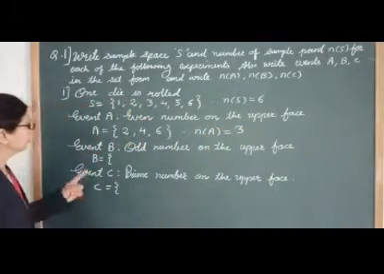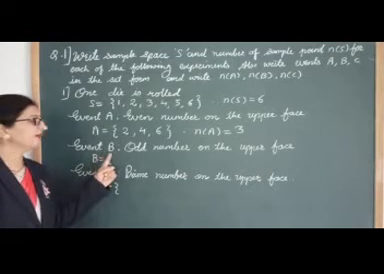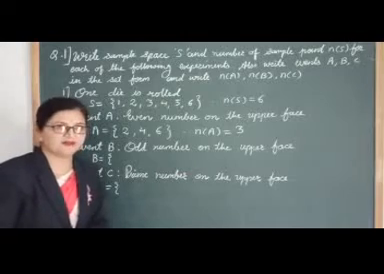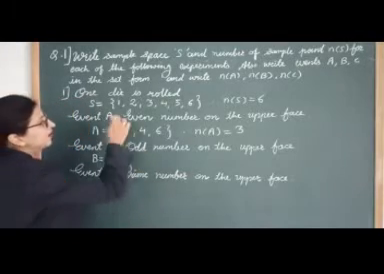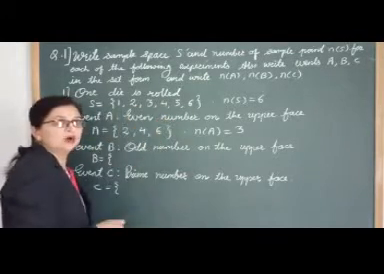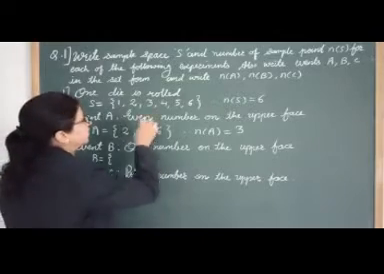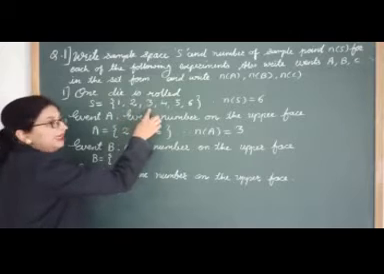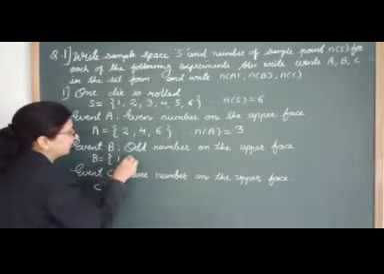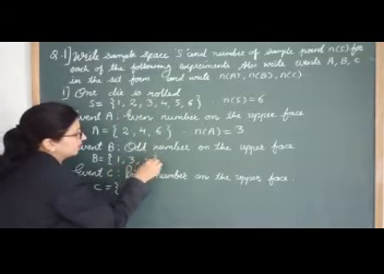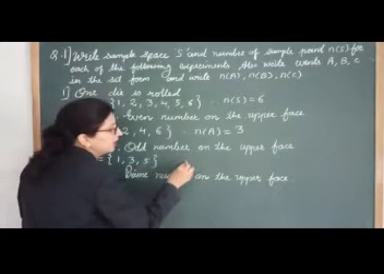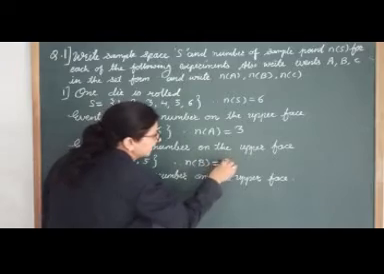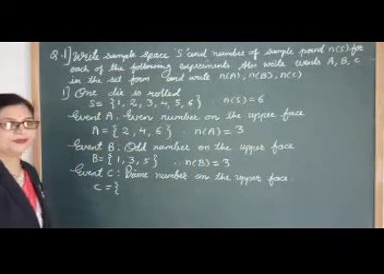In the same way, event B. What is event B? To get an odd number on the upper face. So from the sample space we have to pick only the odd numbers. What are the odd numbers here? That is 1, 3 and 5. So here the number of points in event B is also 3.